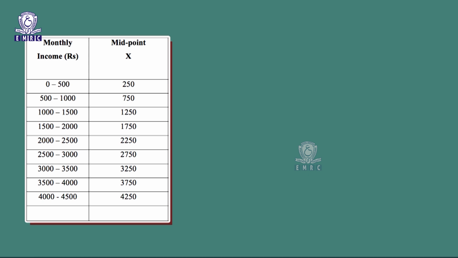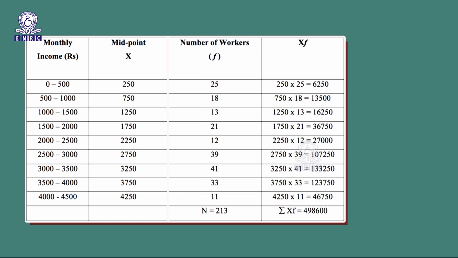Now, we have calculated the midpoint, that is the x value. The second step is we have to multiply the midpoint x values with the number of workers given, the frequency f value. So, there are 25 people, that is multiplied with 250. 250 into 25, it goes to 6250. 750 into 18, it goes to 13,500.